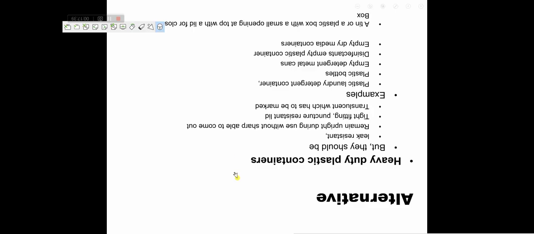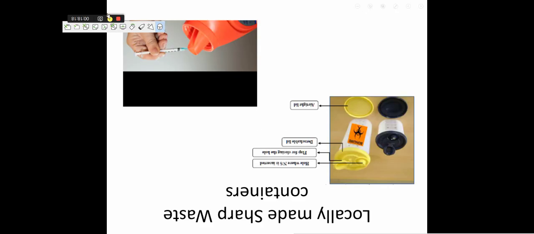Now alternatives. So heavy duty plastic containers, but they should be leak resistant and remain upright during use, without sharps being able to come out. Tight fitting, puncture resistant lids and translucent, which has to be marked. Examples are given here: plastic bottles, empty detergent, metal cans. These things will be coming in the heavy plastic containers. And a tin or a plastic box with a small opening at the top with a lid for closing, right? So a closed box.